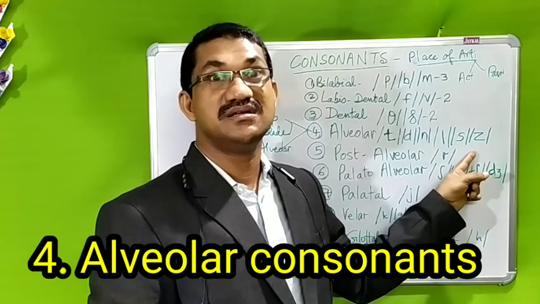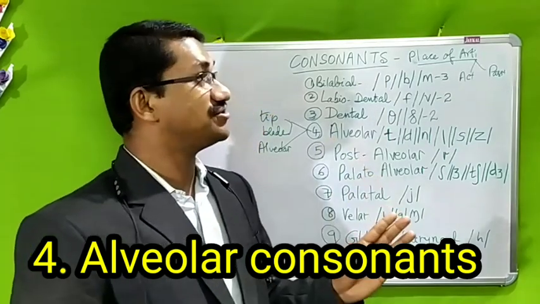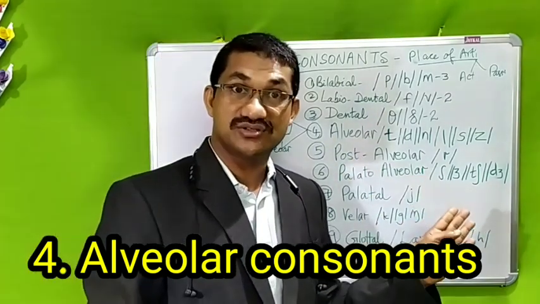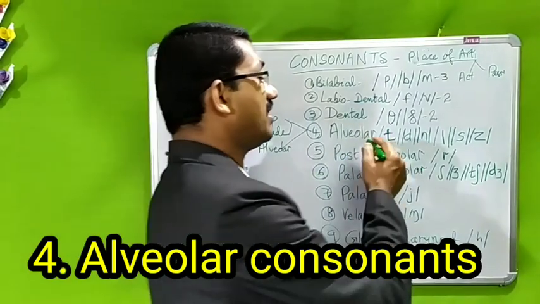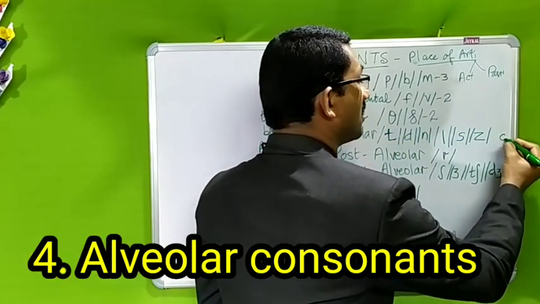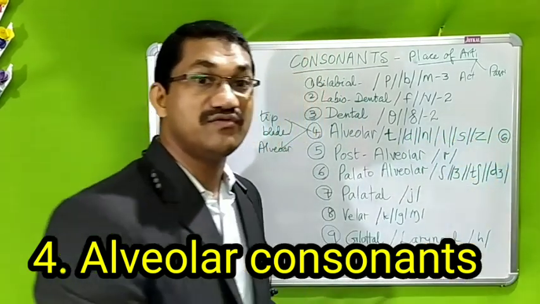All these have the sound z, where the blade of the tongue is against the alveolum, and we say zigzag. So this is of course the fourth category of consonants based on the place of articulation. Alveolar sounds, we have 6 alveolar sounds: 1, 2, 3, 4, 5, 6 alveolar sounds.